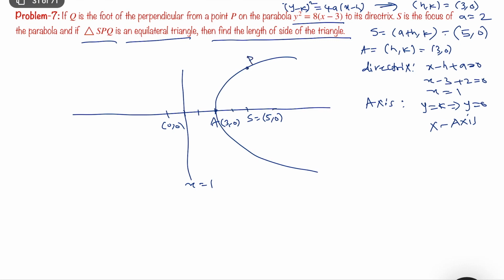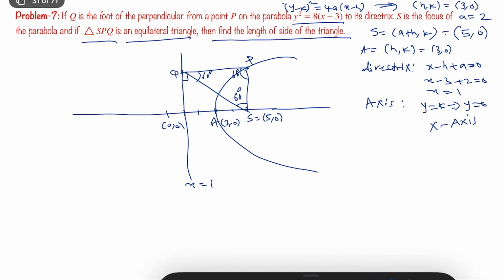Now P is the point on the parabola and Q is the foot of the perpendicular from P onto the directrix. This is Q. P is a point on the parabola y square equal to 8 times x minus 3, so that we have an equilateral triangle. Okay, this triangle is going to be an equilateral triangle. So we have 60 degrees. So if this is 60, then this angle must be 30 degrees.